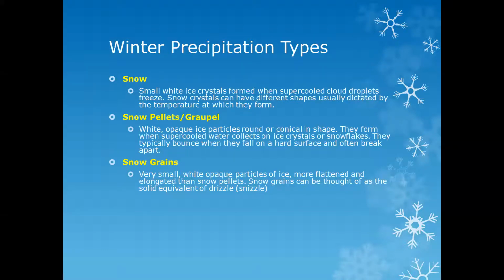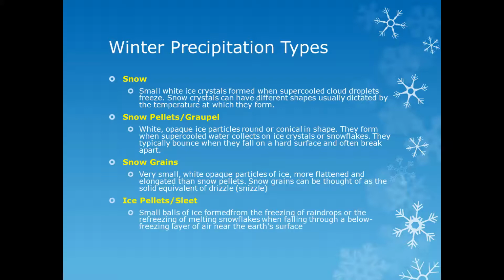To call it snizzle because it is, to me, the solid equivalent of drizzle. Then we have sleet or ice pellets, which is fairly common, and those are small balls of ice that form from the freezing of raindrops as they refreeze, moving through a below freezing layer of air near the Earth's surface. I could show a diagram here, but I won't because we get into too much of that.